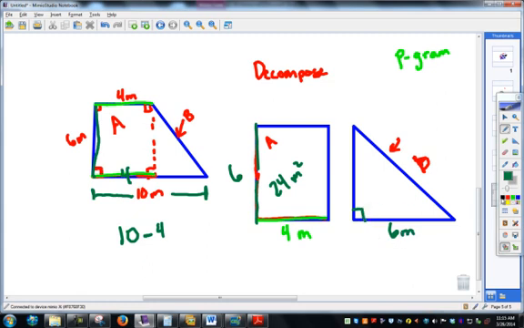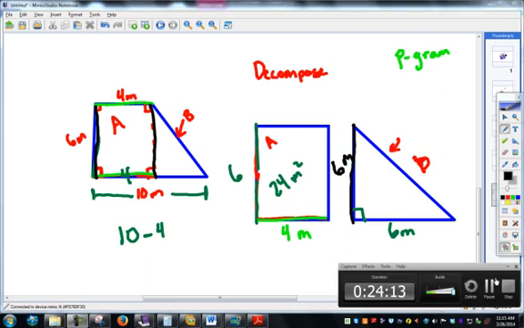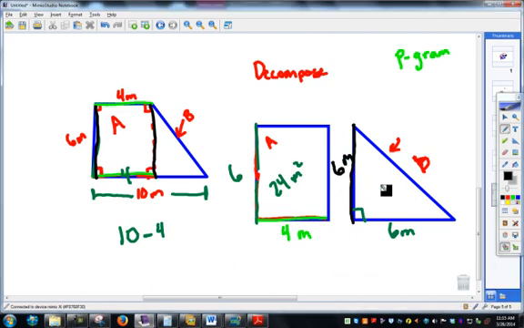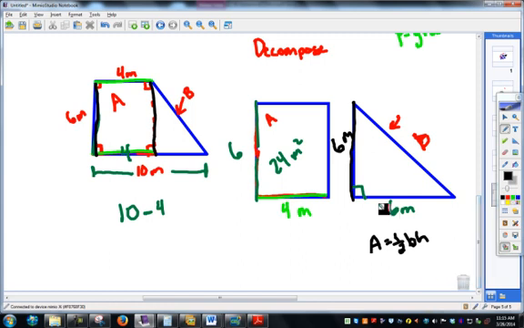Now, this height right here, think about it. I drew it right next to this for a reason. If this is 6, then this has got to be 6 because it's a rectangle. So this would also be 6. Okay, so I find the area of this. I know that the area formula is area equals 1/2 base times height. Now it's easy. I know the base and the height, so it's going to be 1/2 times 6 times 6, which is going to give me 18 meters squared.